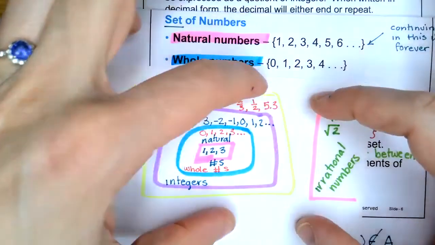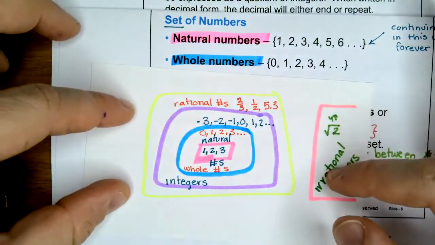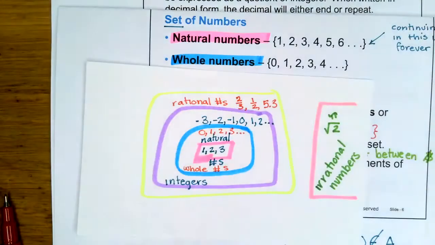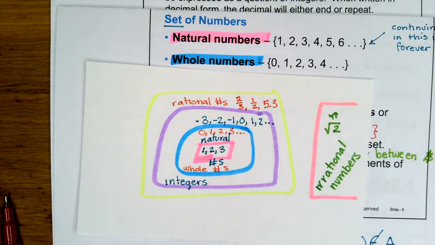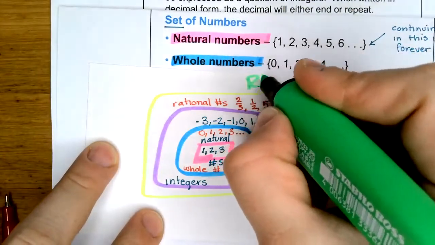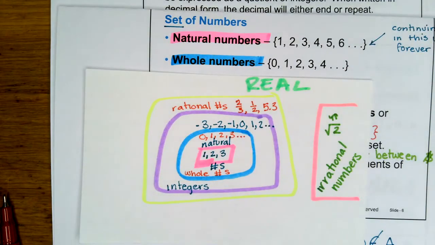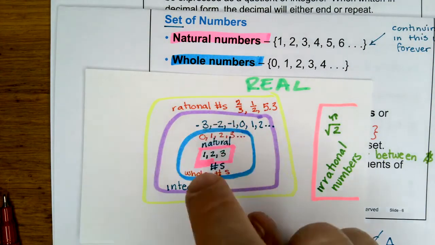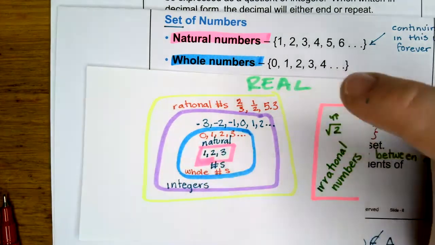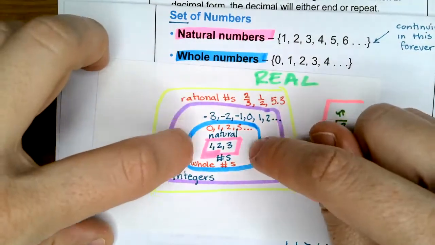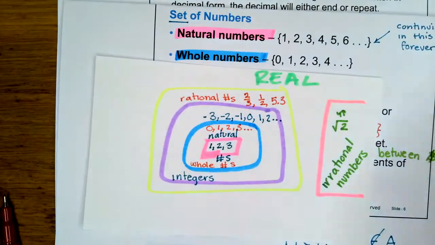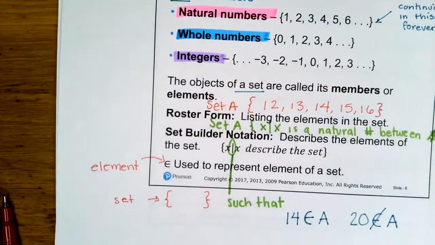And both of these groups, so this doesn't have any subgroups, but both of these groups are just called real numbers. Good. And these are all real numbers. Anything you can dream of is a real number. Good. So I just wanted you to see. So we have real, rational, integer, whole, natural. Okay.